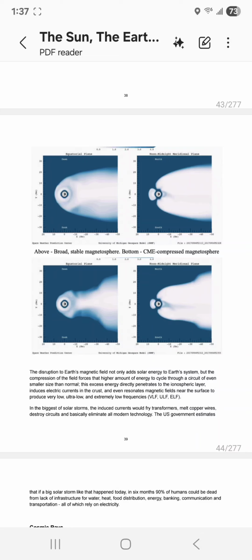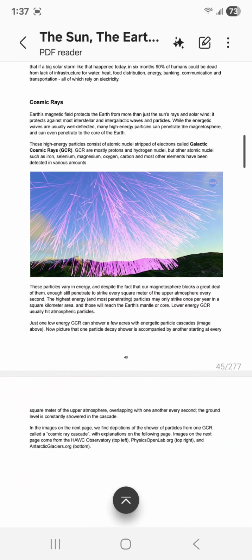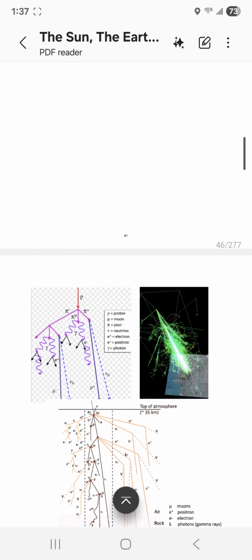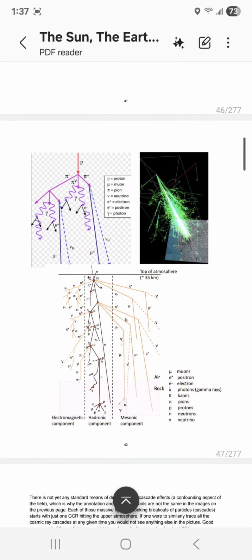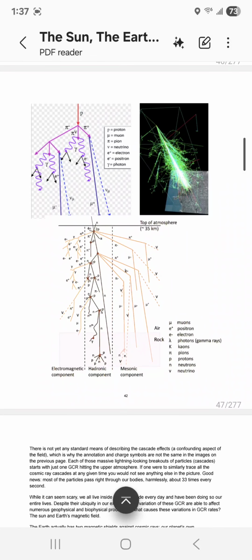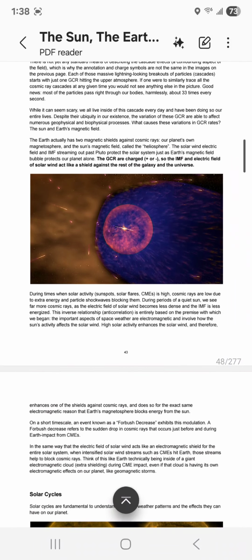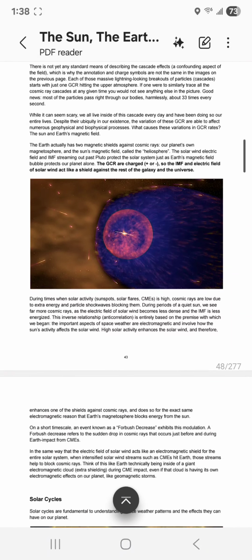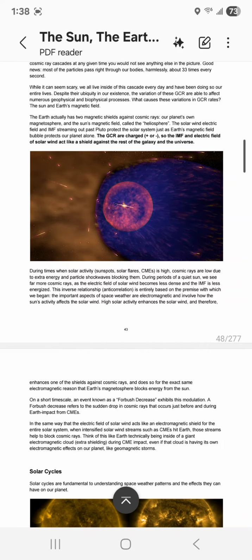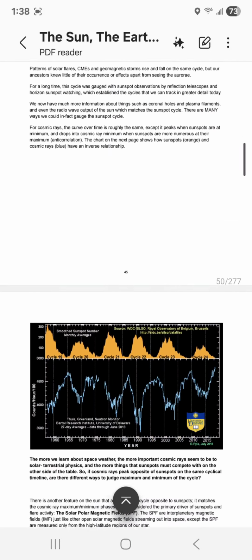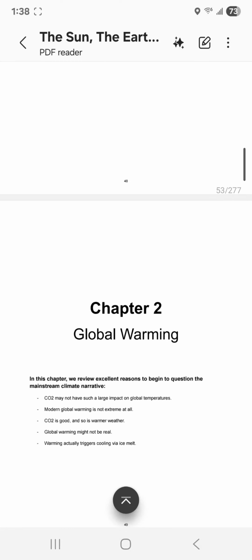This magnetospheric movie is on my laptop and always up, because I'm always watching it. And here's cosmic rays. Pretty wild on the particle bombardment. So electromagnetic, hadronic component, and mesonic component. Pretty wild. Don't take a genius to understand that the whole universe is electricity and electromagnetic. But yeah, this is the dopest book ever.